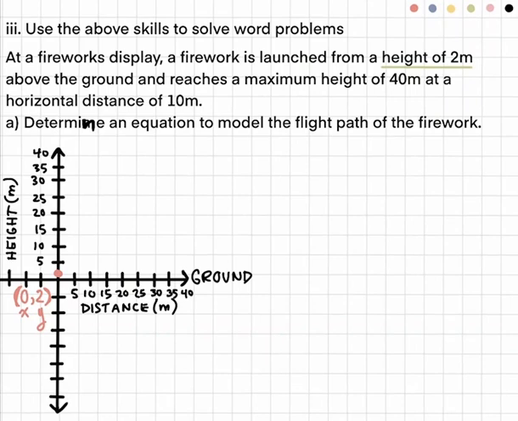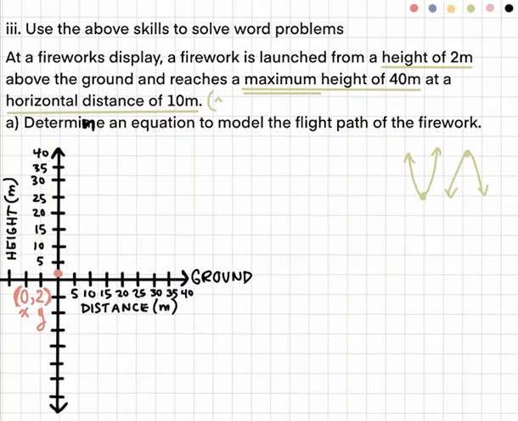Where was I? So we marked the point where the firework was launched from. So we have a coordinate. And next, what we can do is we know that it reaches a maximum height of 40 meters at a horizontal distance of 10 meters. Okay, so our key word here is maximum, right? Because we know that a parabola can have a minimum or a maximum. So its maximum height is 40 at a horizontal distance of 10.